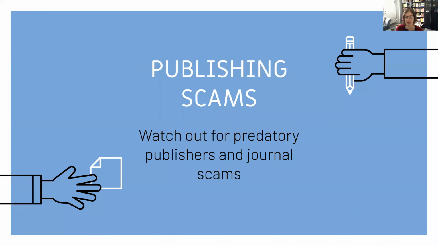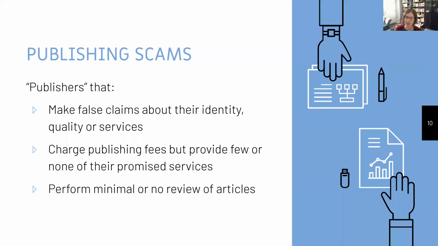Publishing scams happen when entities make false claims about their identity, their quality, or the services they provide to authors, and they charge publishing fees while providing little or none of the promised benefits to authors. These kinds of scams often start out over email, with emails that might look a little spammy, maybe with spelling or grammar errors, or that are addressed to the wrong person, or they're asking you to submit to a journal in a discipline that's unrelated to your research.